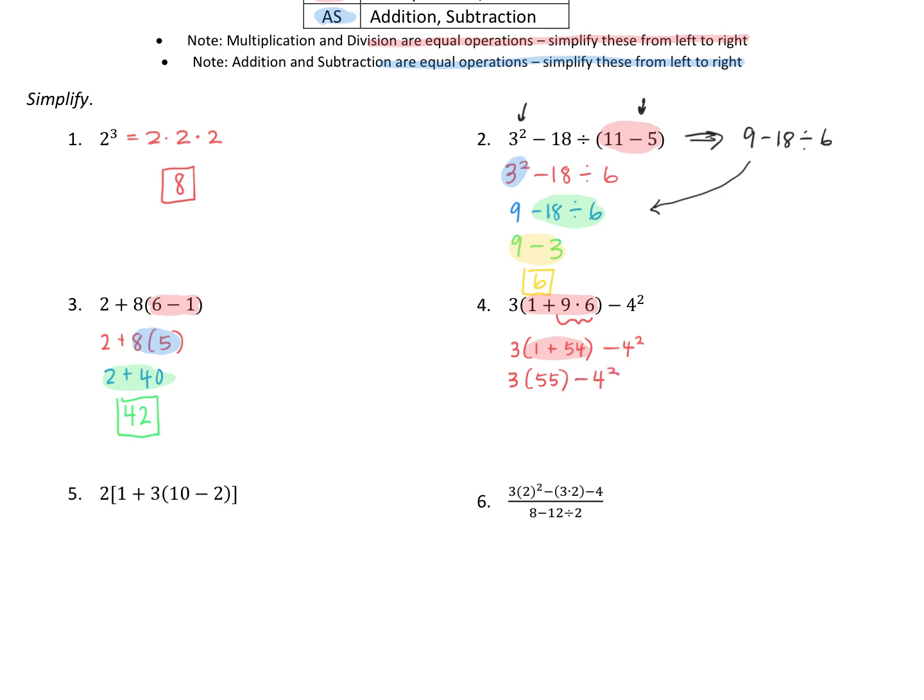Okay, so now I've finished with parentheses. The next thing I want to do is exponents. I do have exponents. I have a 4 squared. Notice that I didn't say negative 4 squared. The only thing that's squared here is the 4. And here's where you're going to see the difference.